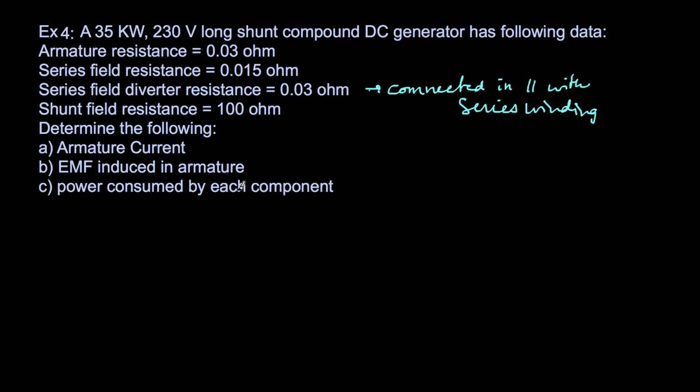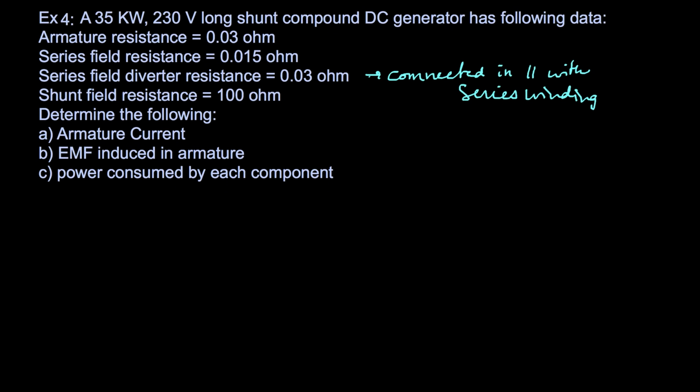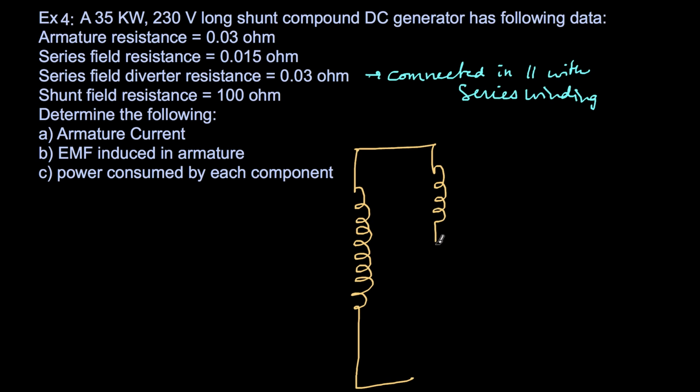Again, you can pause this video. You can try to solve this question yourself and check your answers with my answers. Meanwhile, let me begin my answer. As usual, I'll begin by drawing the circuit diagram. What is this? This is a long shunt compound DC generator. Let me use this place. I'll draw it here. This is the long shunt generator.